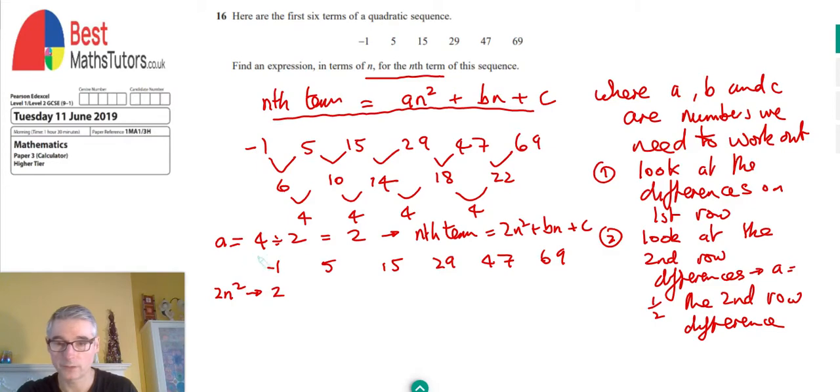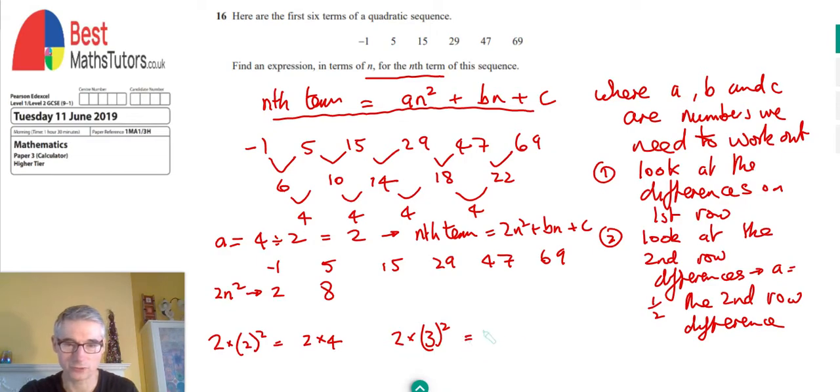So we can work out when n is 1, 2 times 1 squared is just 2. Here n is just the position in the sequence. So for the second position in the sequence, we've got 2 times 2 squared. So 2 squared is 4, so we've got 2 times 4, which is 8. For the third position in the sequence, we've got 2 times 3 squared, and that would give us 2 times 9, which is 18.